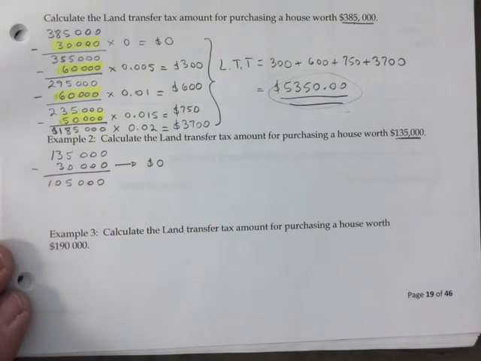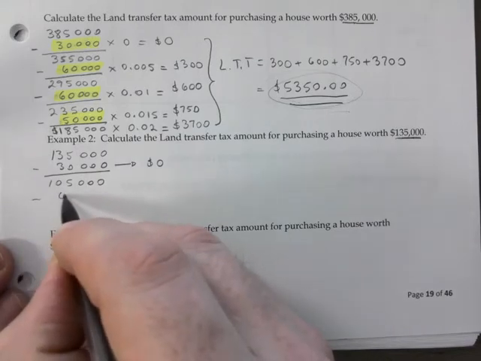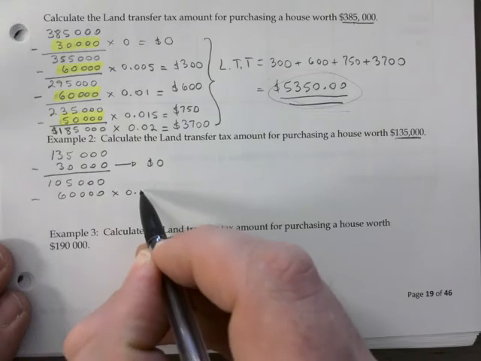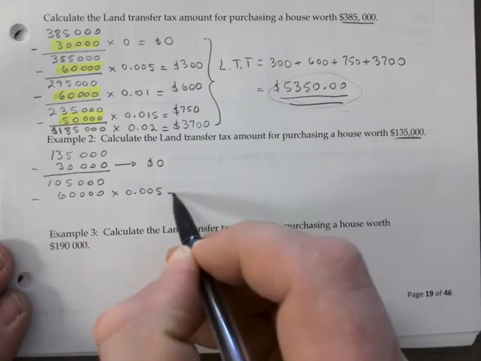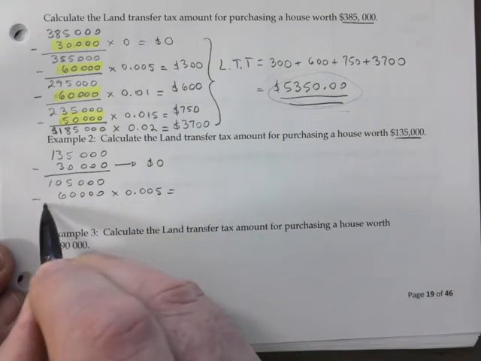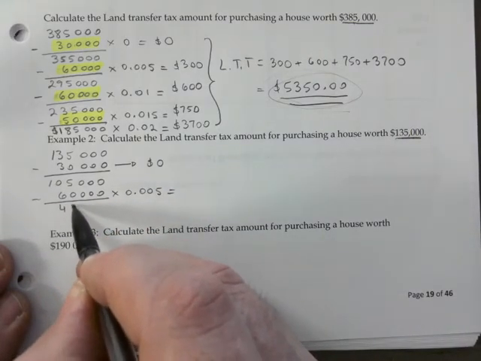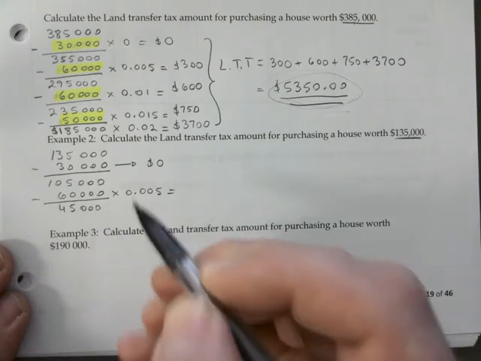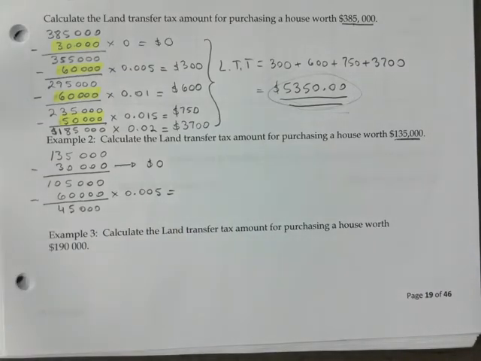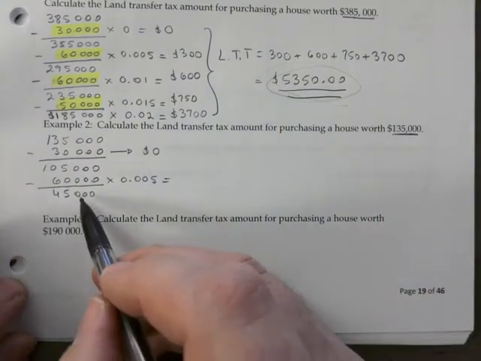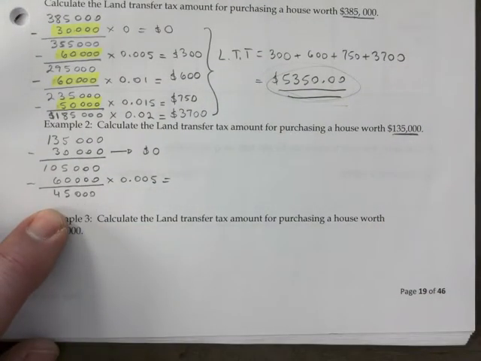Go through your next tier. What's our next tier? Tier 2 is 60 grand. You subtract it, you multiply that by 0.005. We'll figure that out later. And you're left with 45,000. And this is where this changes now, the way we do things. My next tier is 60,000 as well, correct? Pay close attention to this.